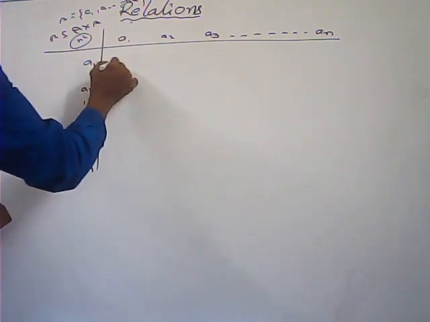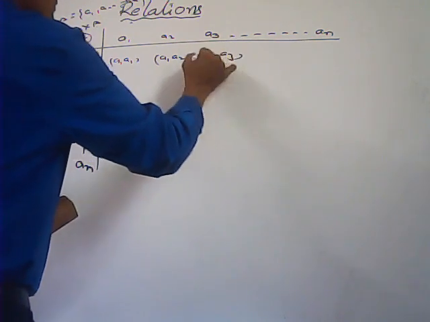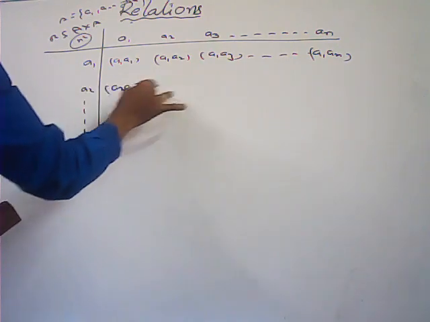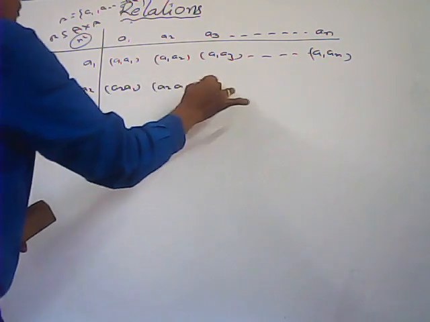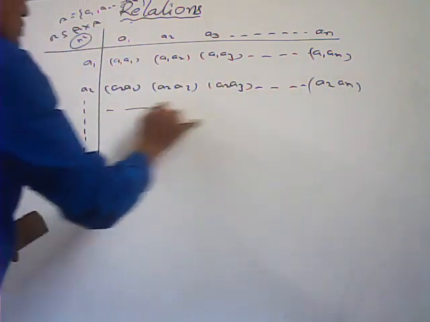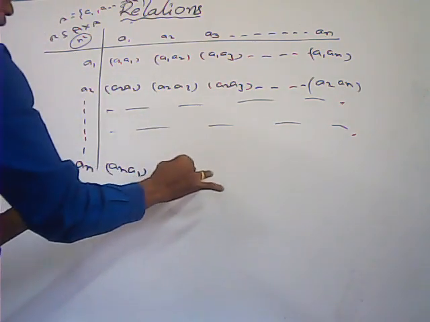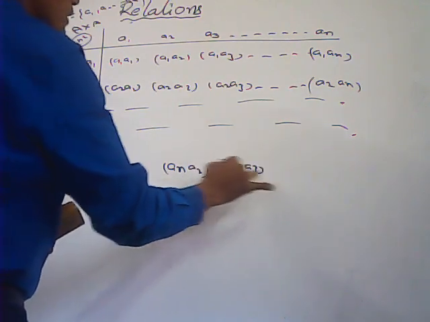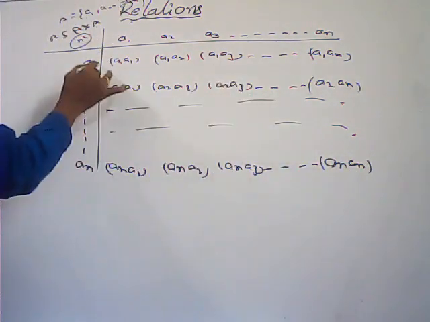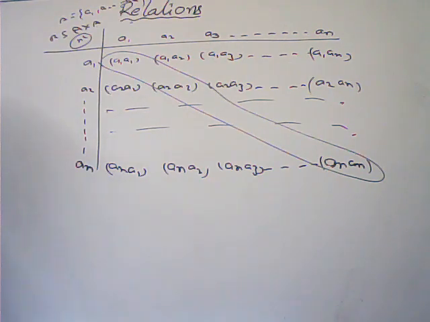Now here we can get A1 A1, A1 A2, A1 A3, so on A1 An. Now here A2 A1, A2 A2, A2 A3, so on A2 An. Like that, so on, so on. An A1, An A2, An A3, so on An An. Now these are the elements in the principal diagonal.